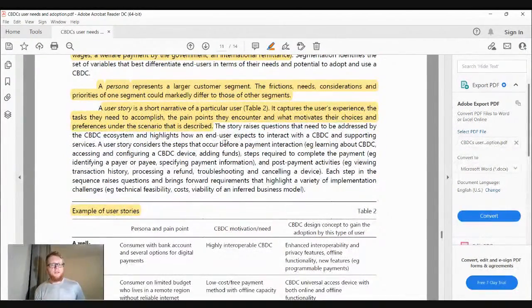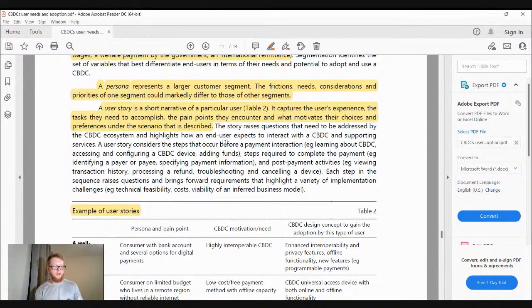So basically a persona, how they're defining it, is a larger customer segment of that market, right? And so the frictions, needs, considerations and priorities of one segment could markedly differ to those of other markets. And that's part of the reason why they're breaking it up into different personas or different user stories, right? And so basically what they're defining a user story as is kind of the narrative for a particular user, as they say, which is what's describing the individual personas, right?